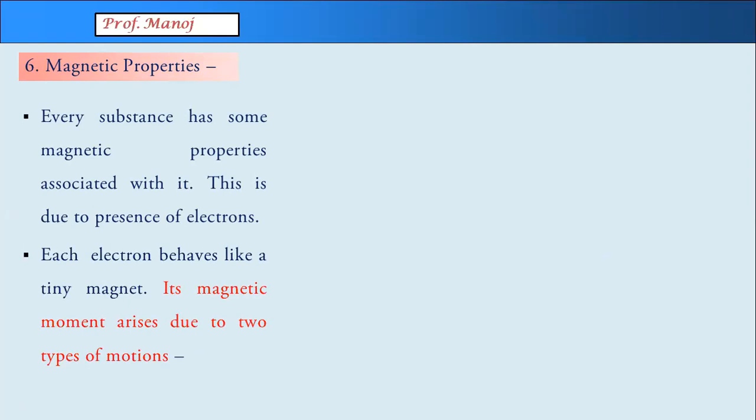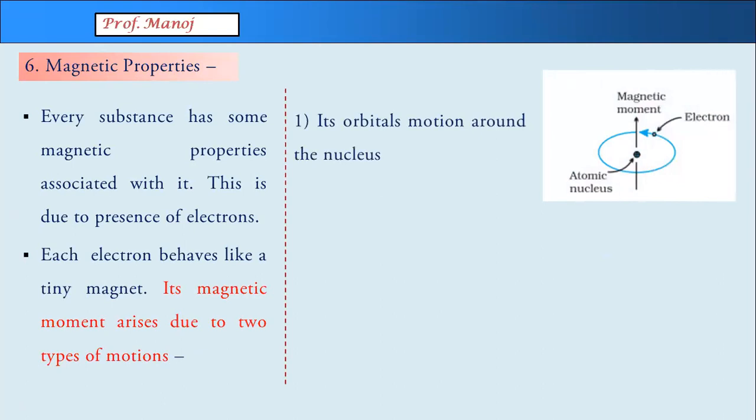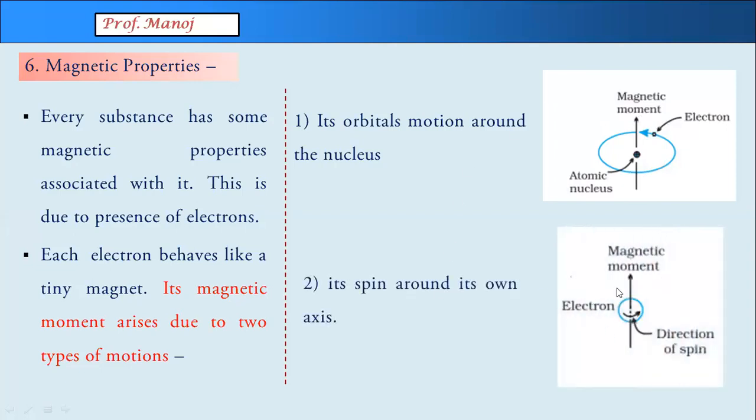So magnetism is basically measured in terms of magnetic moment. And that is due to two types of motions of electrons. The first movement is orbital motion. The electron revolving around the nucleus creates a magnetic moment. The electron spinning around itself creates a magnetic moment. Joining these two magnetic moments, we get the final resultant magnetic moment.